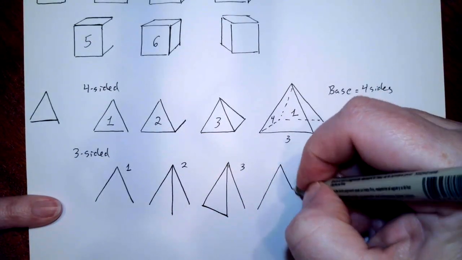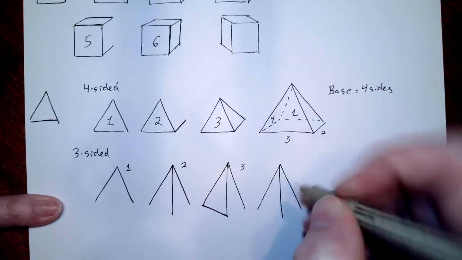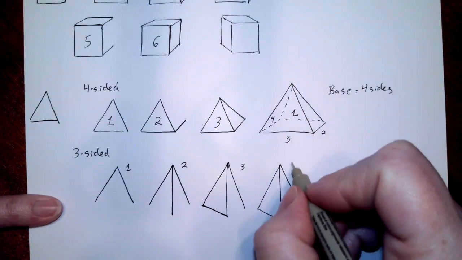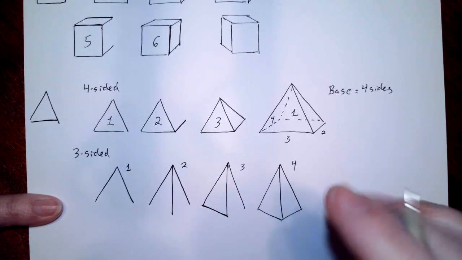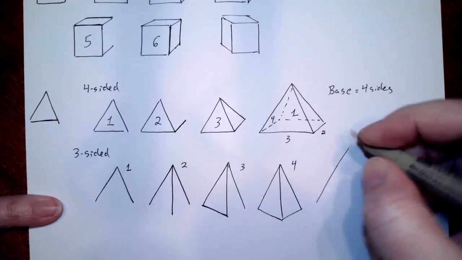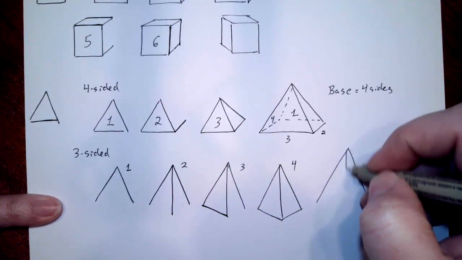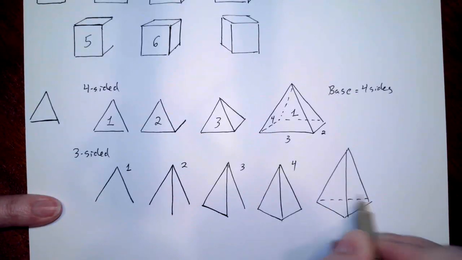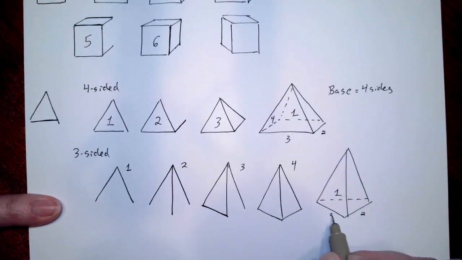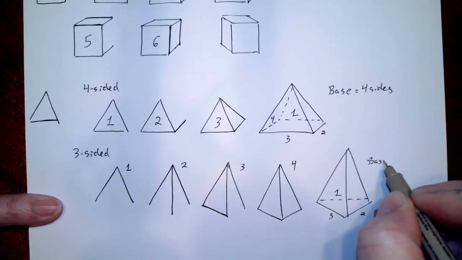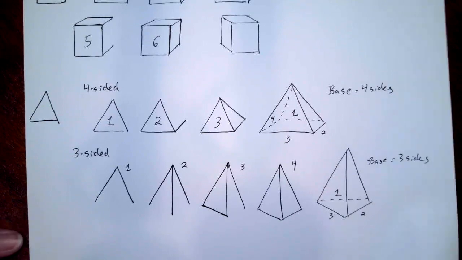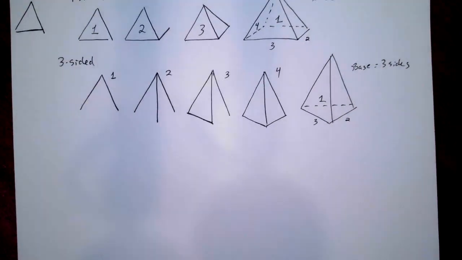On step 4, we connect over here with the diagonal, and this is a 3-sided pyramid. Because if this was made out of glass, you would see that the base had 1, 2, 3 sides. So the base has 3 sides. Okay? 3-sided pyramid. Let's look at the prism next.